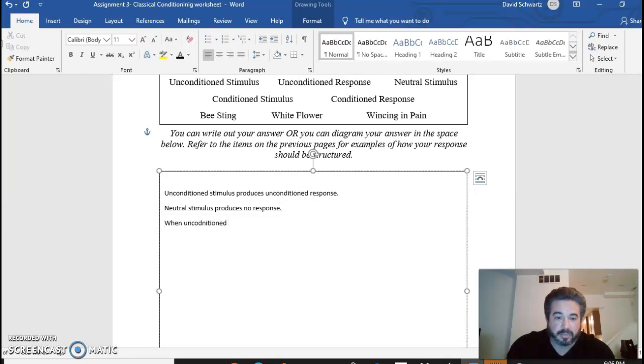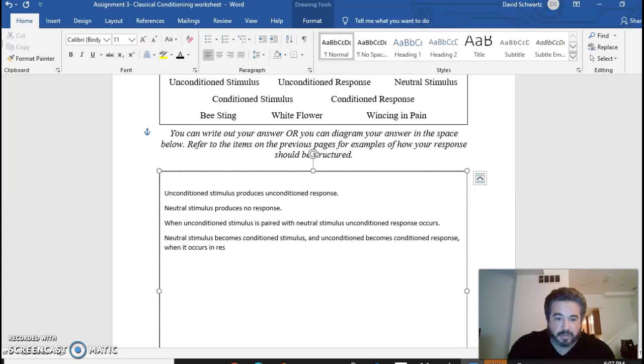When unconditioned stimulus is paired with neutral stimulus, the neutral stimulus becomes the conditioned stimulus, and the unconditioned response becomes the conditioned response when it occurs in response to the conditioned stimulus.